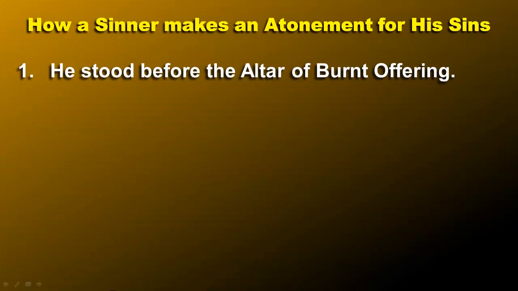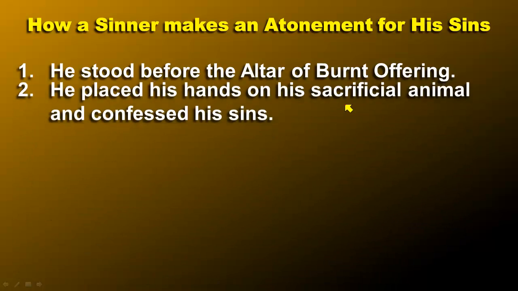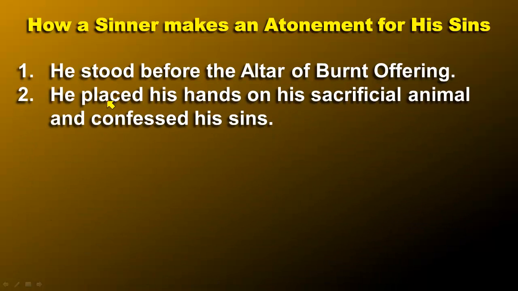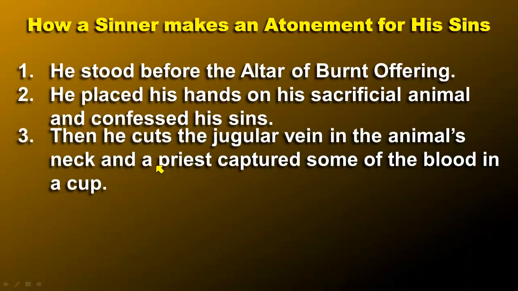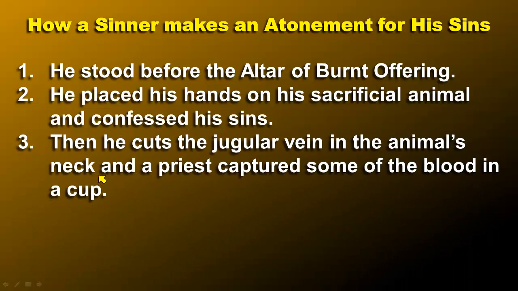So how does a sinner make atonement for his sins? What is the process? Well, number 1, he stood before the altar of burnt offering with his sacrifice, and he places his hand on the sacrificial animal and confesses his sin. It's a very personal thing. Then he cuts the jugular vein of the animal's neck, and the priest captures some of the blood in a cup.